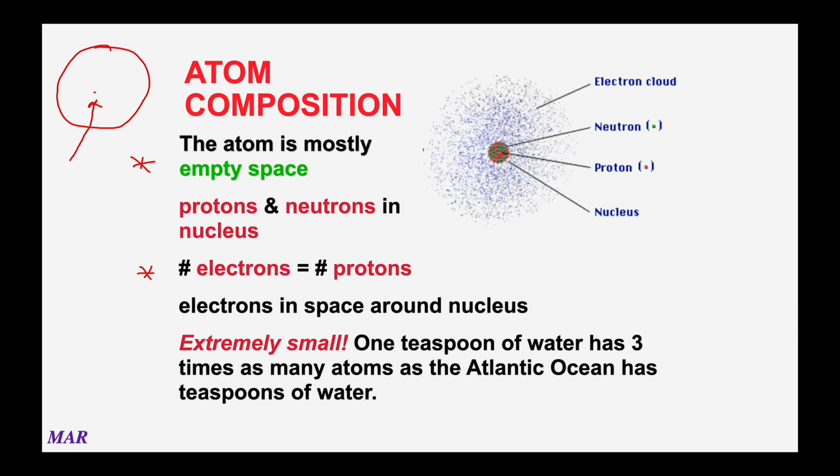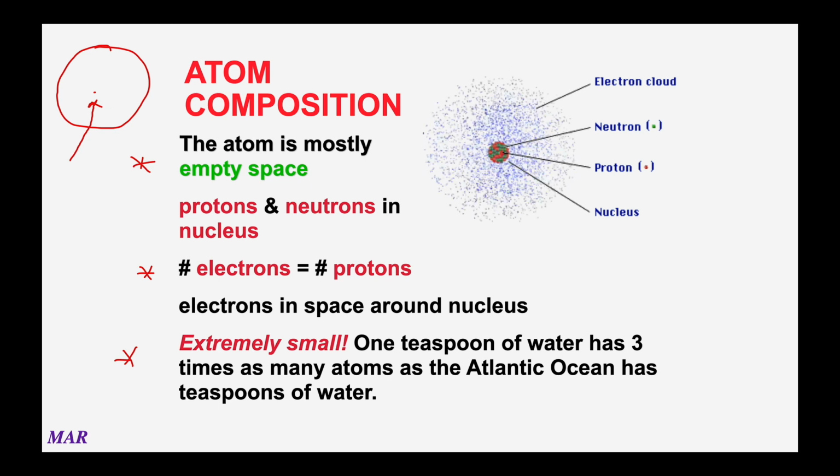And then finally, each atom is very, very small. It says here that a teaspoon of water has 3 times as many atoms as the Atlantic Ocean has teaspoons of water. That's right, it's really small. So first of all, if you have an atom, most of it is empty space once again. You can figure out that in a neutral atom, electrons and protons are equal. The nucleus is super, super, super small in the middle, and atoms are very, very small. Just a gazillion around. We'll play with some of those things coming up.